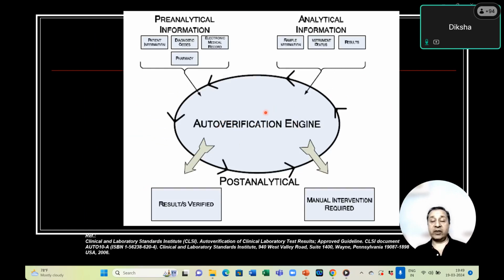This auto verification engine actually needs to be defined by the laboratory personnel who are actually going to be letting a lot of results pass through the auto verification process. So you need to have pre-analytical information, for example, regarding the patient, regarding which area the sample is coming from, for example, gastroenterology or nephrology. Similarly, analytical information from the analyzer regarding the data which is coming out, including some graphic information which might be required. And then you might need to define in your post-analytical process whether you will want a manual intervention for you to release the reports, or the results will get auto-verified.